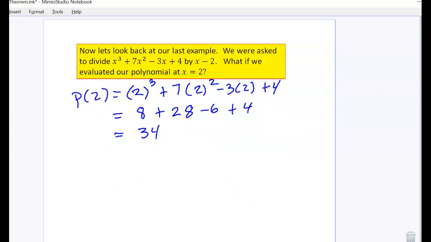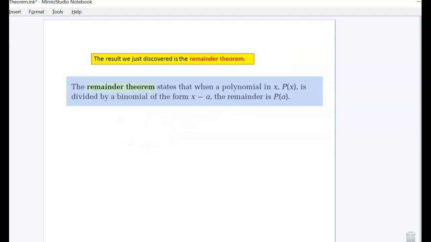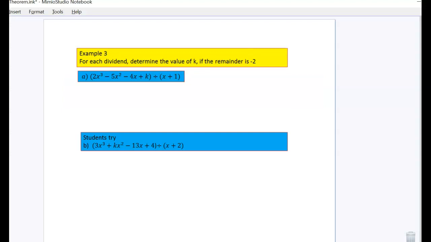So there is a relationship between the value that makes my binomial 0, which in this case was 2. I could do the synthetic division to figure out my remainder, or I could just plug 2 into the polynomial for x, and that value will also be the remainder. So that's basically what the remainder theorem says. The remainder theorem states that when a polynomial in x, p of x, is divided by a binomial of the form x minus a, the remainder is going to be the same thing as just substituting the value of a into x in the polynomial, just like we did in the previous example. All right, so now we're going to use this theory to help us with these questions.